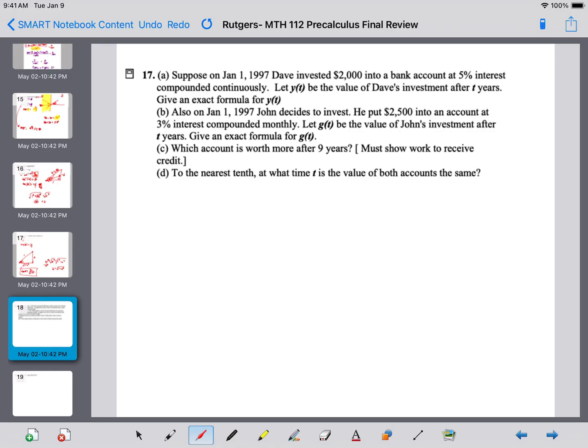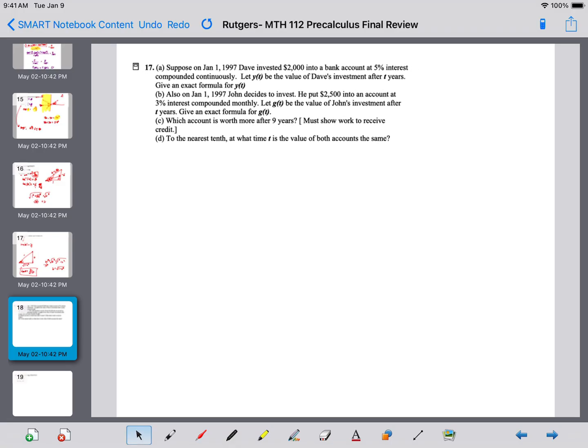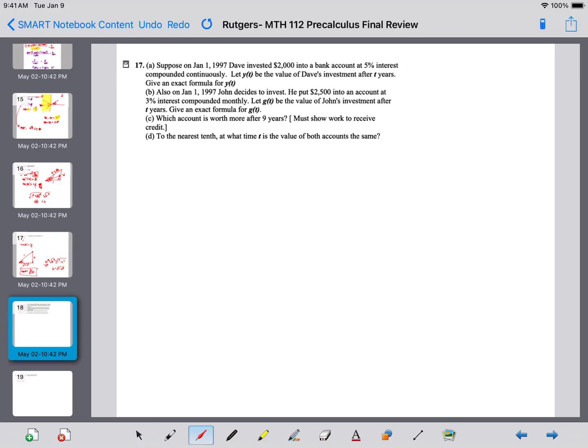So for part A, we know the continuous compound interest formula is A equals P times e to the rt. So it's going to be y of t, because that's your amount, equals P, the initial amount, 2,000, times e to the 0.05t. That is your formula.